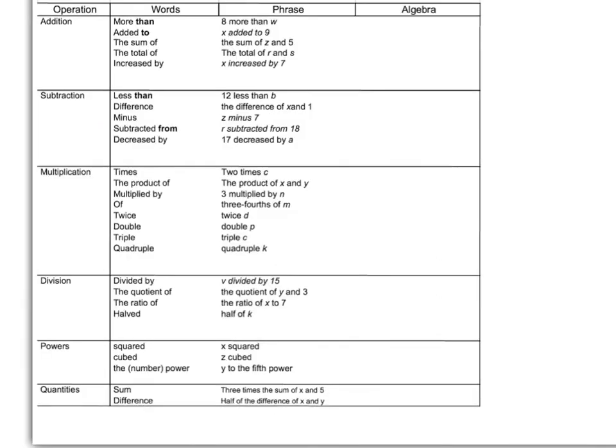Alright, let's take a look at our notes. Back in elementary school, we learned that certain words or phrases told us what type of operation to perform. Up here we see addition. Here are some of the key words that tell us when to perform addition. Right here we see subtraction and the key words that belong with subtraction. Multiplication, its keywords. Division, keywords. Powers like exponents, squared, cubed, or something to another power right here. And quantities, that's the sum or the difference.